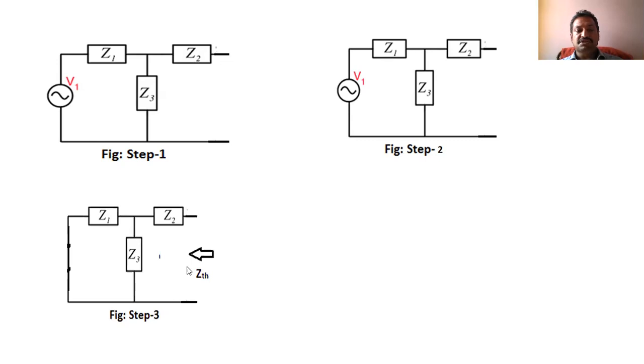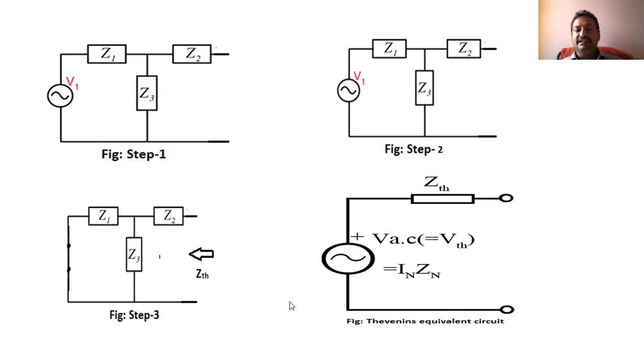And this is the third step. We want to calculate the equivalent impedance by replacing the voltage source with a short circuit. And finally, this is the equivalent Thevenin circuit, which contains Thevenin's voltage as well as Thevenin's impedance connected in series with the load. So this is about the Thevenin circuit with AC supply.